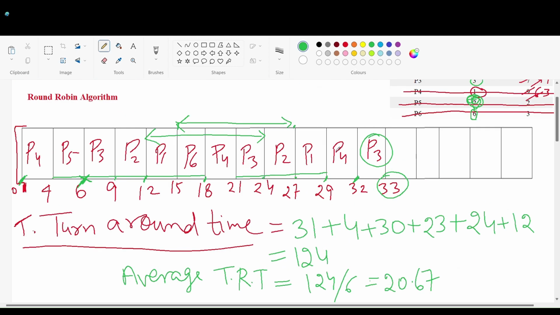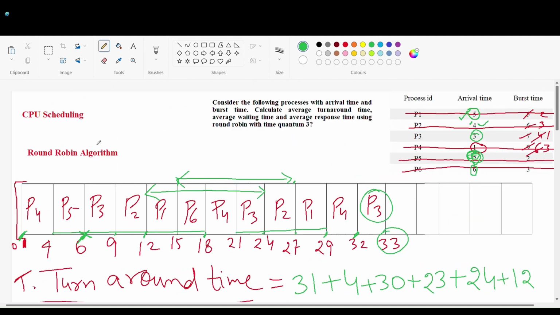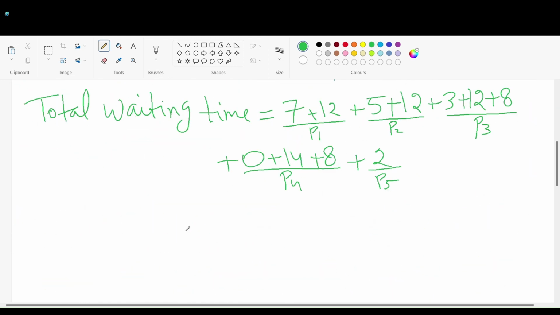Then P5. P5 enters the system at 2 and P5 starts the execution at 4. So 4 minus 2 is 2. So P5 waiting time is 2 only, right? So P5 will complete here and will not execute again because the burst time is just 2. Then P6 enters the system at 6 and P6 starts the execution at 15, and it will complete here. So 15 minus 6 is 9. So 9 waiting time for P6, right?